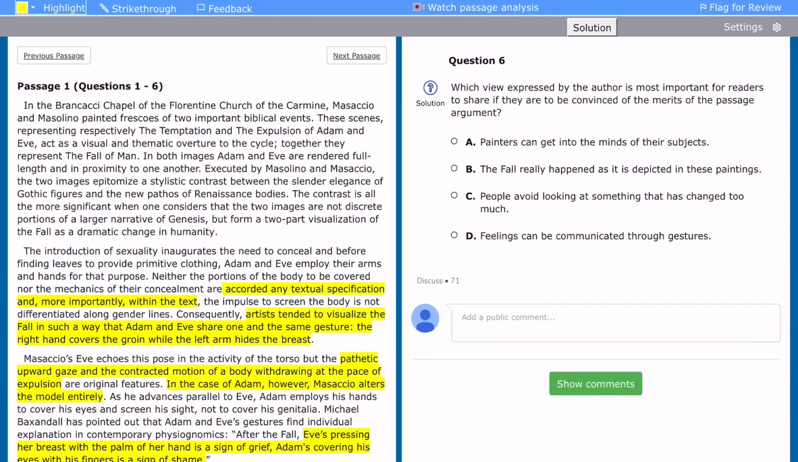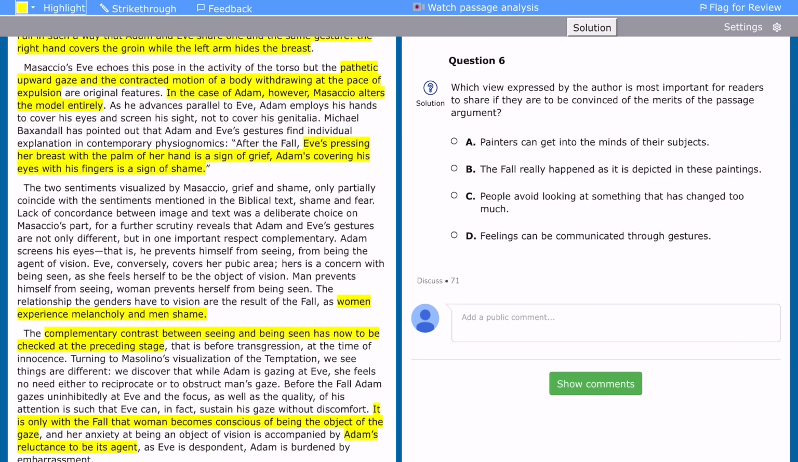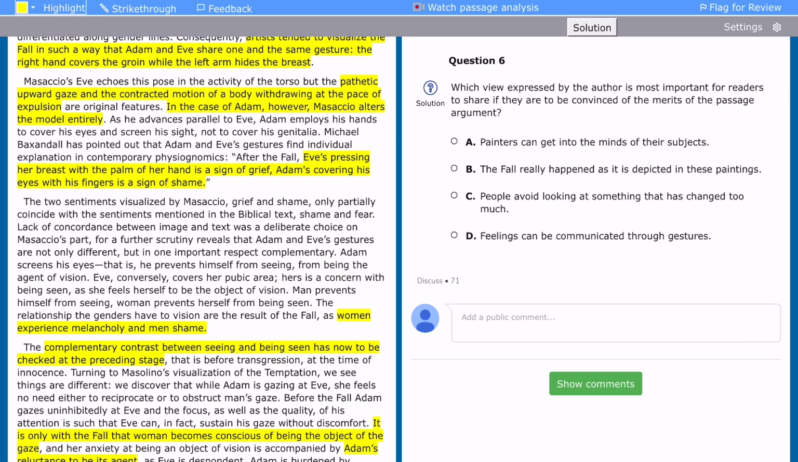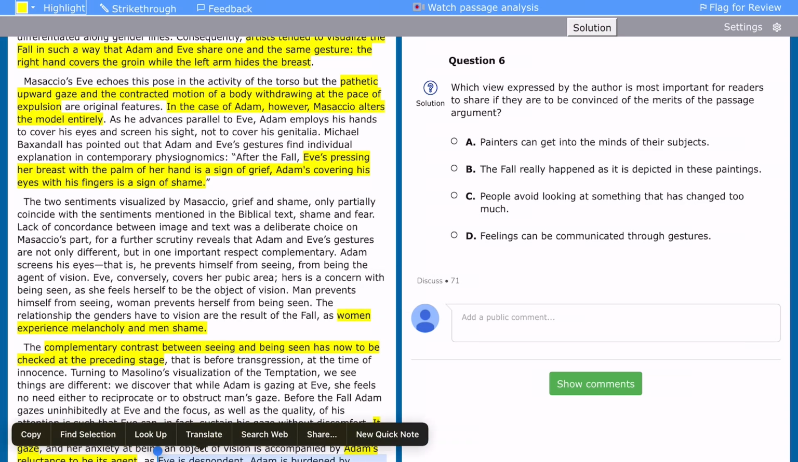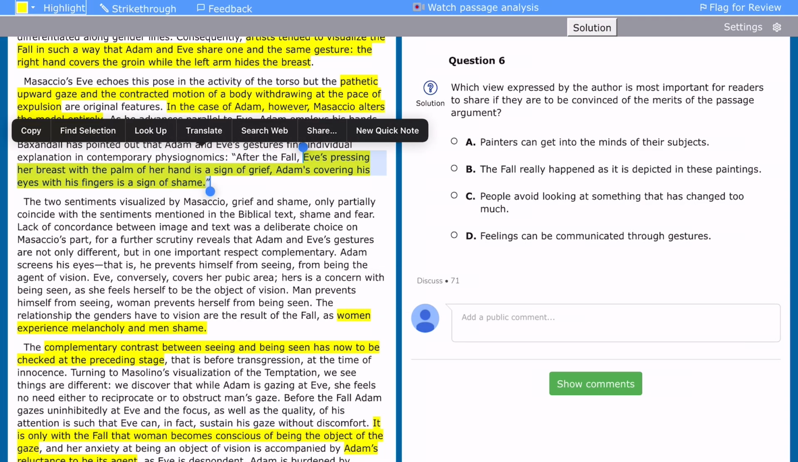Finally, question 6 is asking us which view expressed by the author is most important for readers to share if they are to be convinced of the merits of the passage argument. So the passage argument here is that based on Masaccio and Masolino's depictions of Adam and Eve, we can see that either women experience melancholy and men shame after the fall, or we can see that Eve is despondent and Adam is embarrassed, or that Eve has grief and Adam covers his eyes with his fingers. This one's the best one in particular.